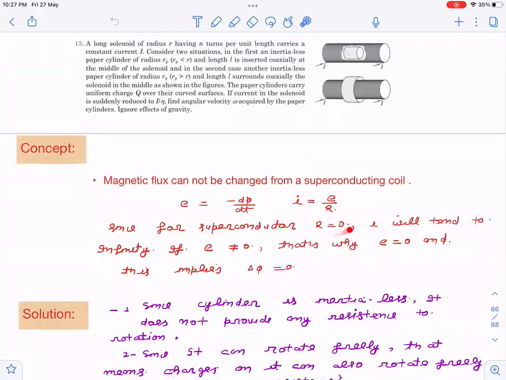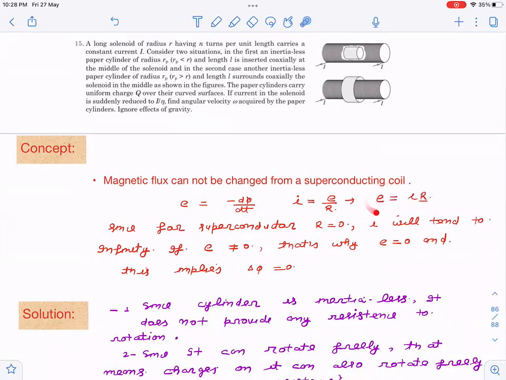Superconductor means resistance is 0. And these are two equations, right? E is equal to minus d phi by dt. This we know, this is Faraday's law. And current is E by R. Here R is the resistance of any coil. Fine. Now see here. I'm writing this equation as E is equal to I times R.